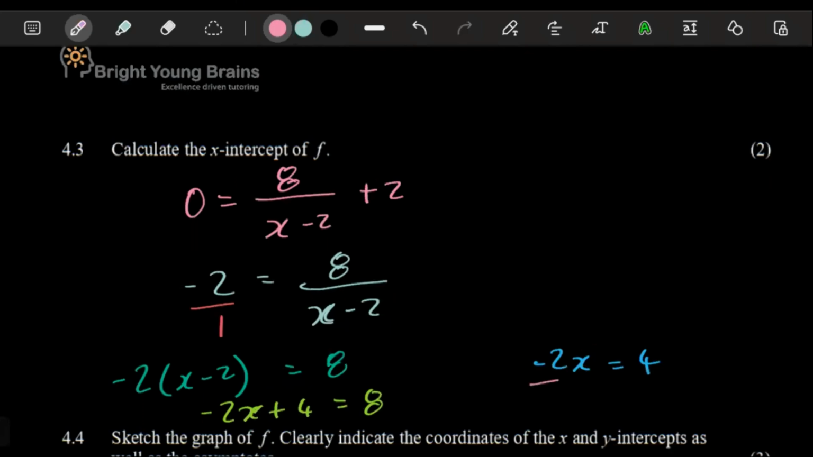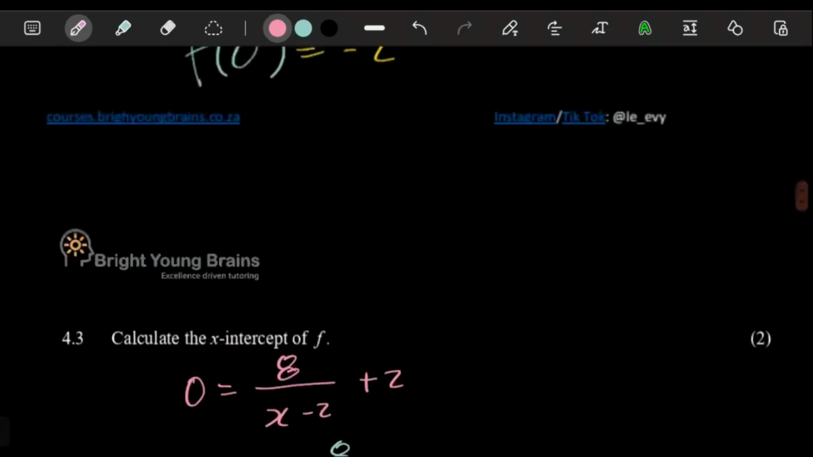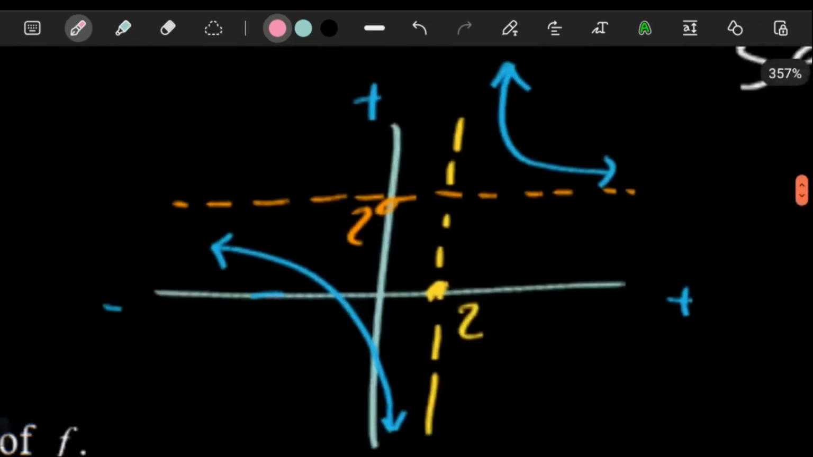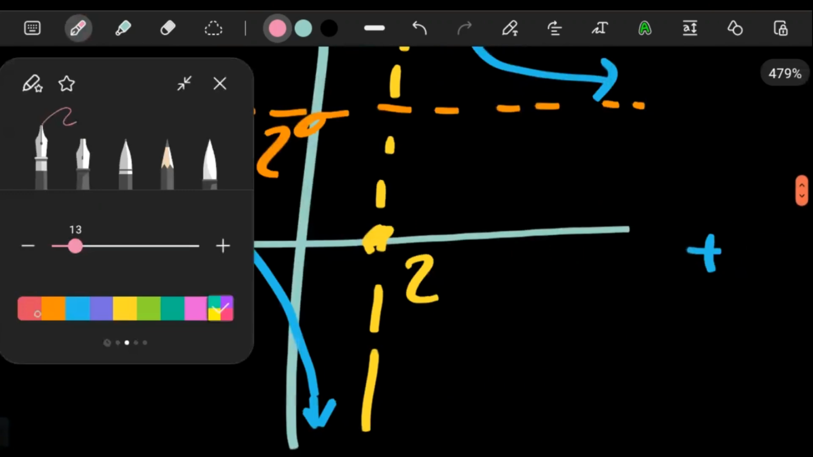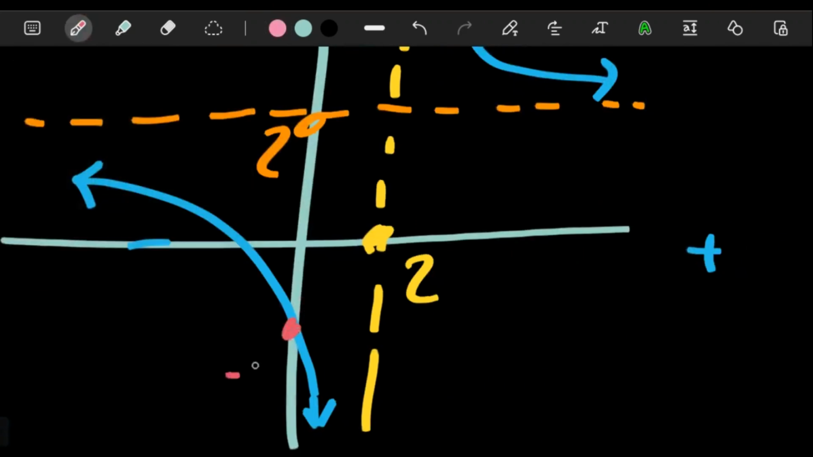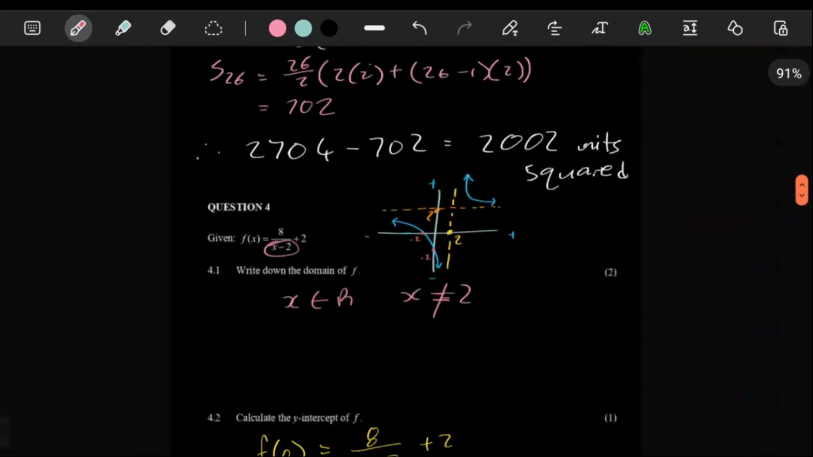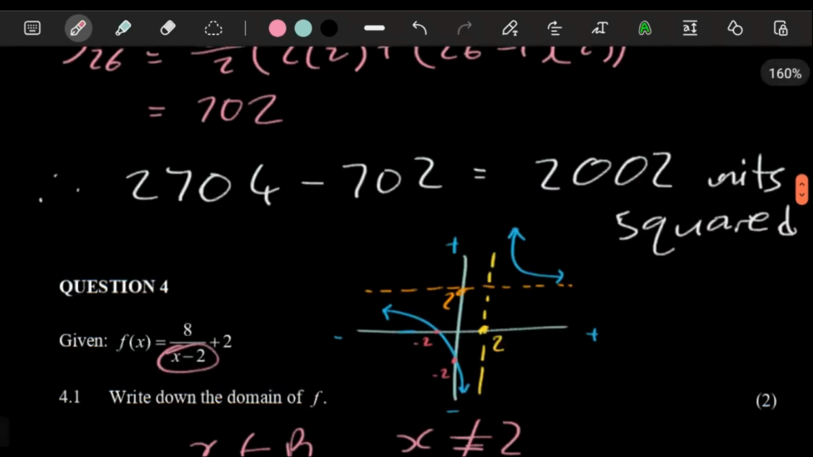Divide both sides by negative 2. Wow, negative 2 also. This doesn't make any sense all of a sudden. Oh, it does. Because you see, there's a y-intercept here of negative 2, and then there's an x-intercept here of negative 2. Oh, perfect. So you see, if you know how your sketch looks, these things make sense. And these are supposed to be symmetrical.